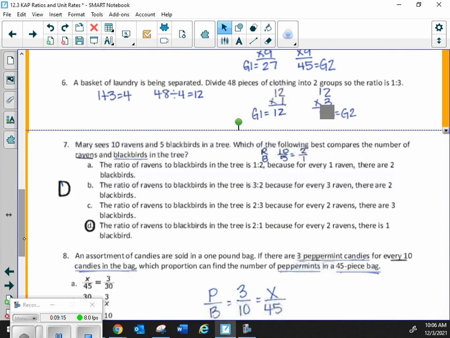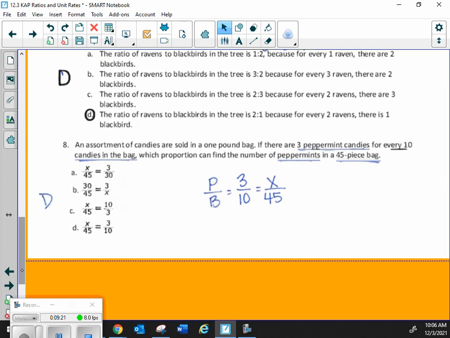I really don't understand question number 8. Okay, I'm scrolling. An assortment of candies are sold in a 1 pound bag. If there are 3 peppermint candies for every 10 candies in the bag, what proportion can find the number of peppermints in a 45 piece bag? So that 3 for every 10, is that a part to part or a part to whole? Part to whole. It's a part to whole for every 10 candies.